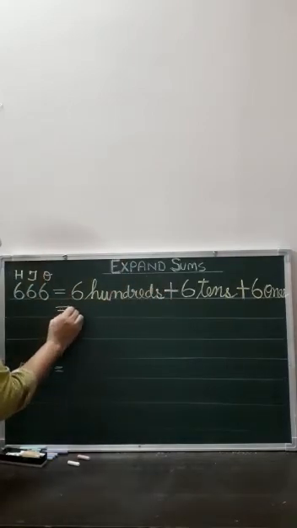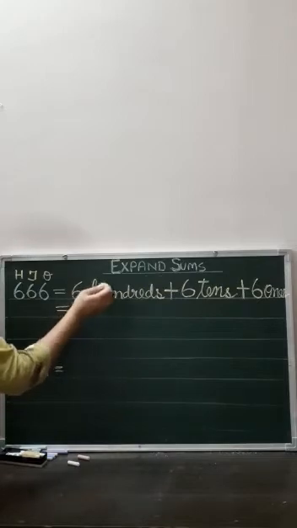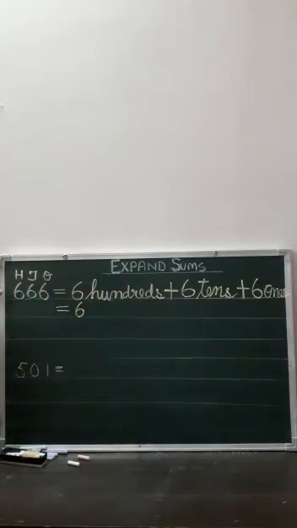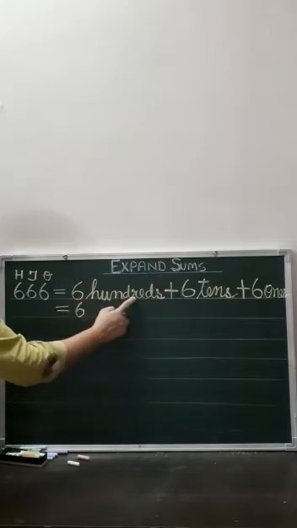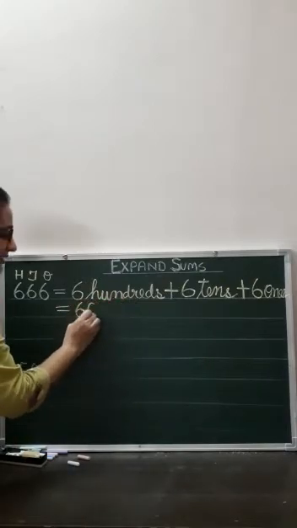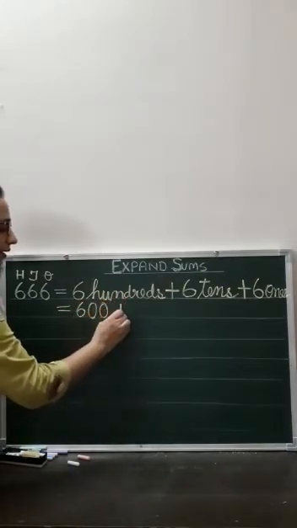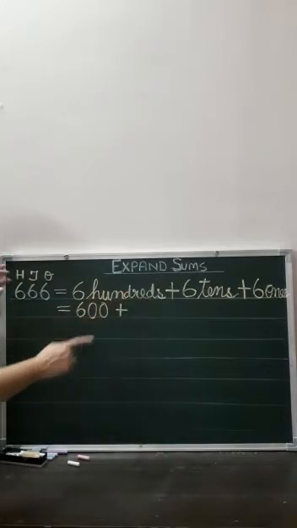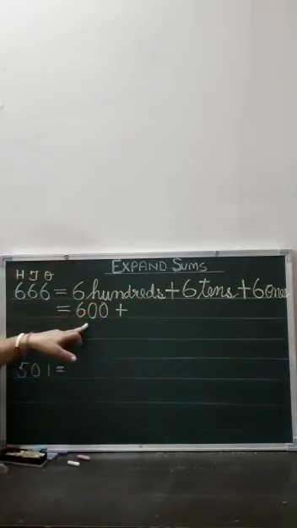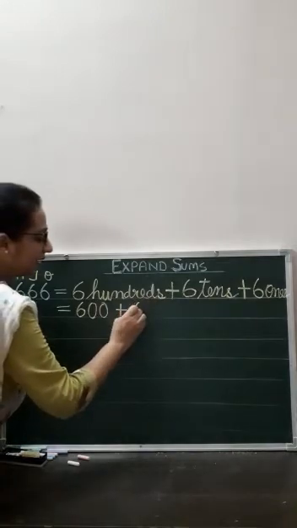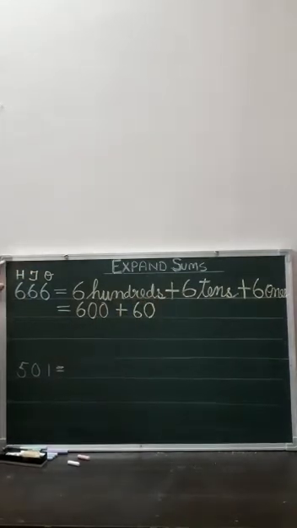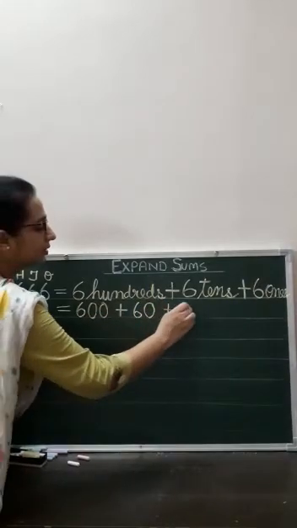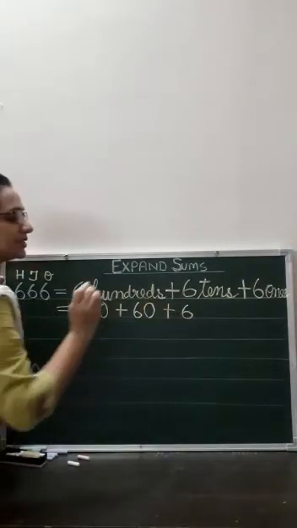Now we have to write the same line in the zeros form. Now write down 6. How many 600s can be written as 600? 6 hundreds can be written as 600. 6 tens can be written as 60 and 6 ones can be written as 6.